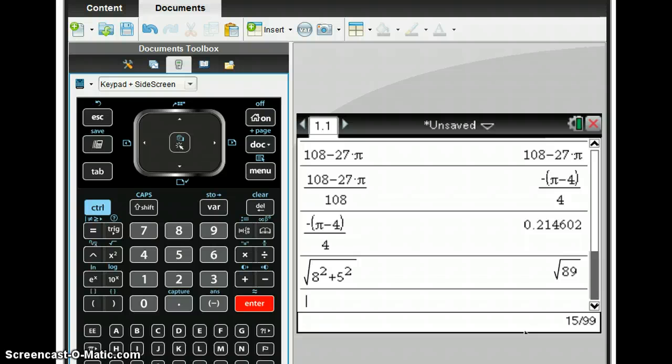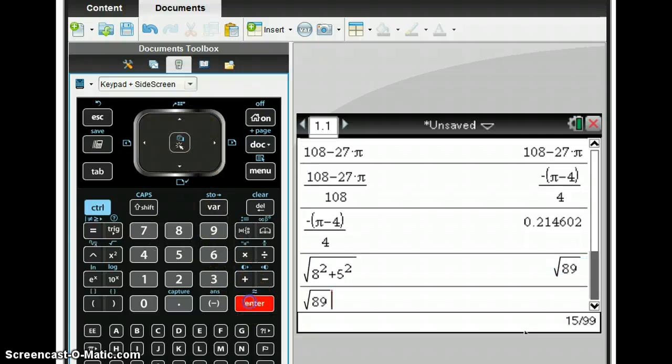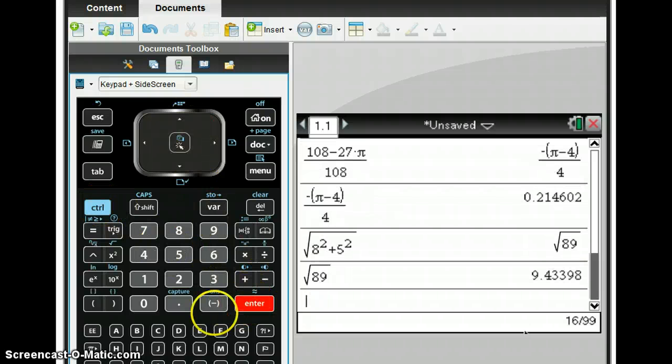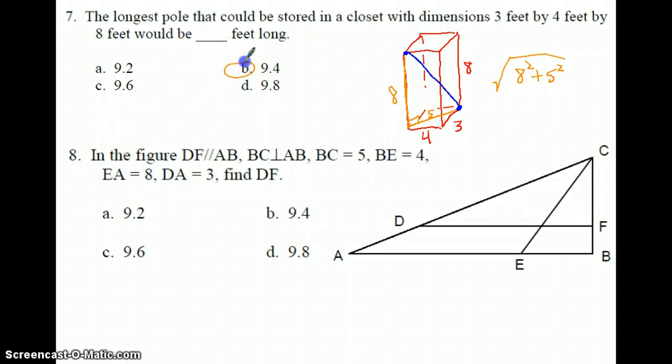And, oh yeah, that's the square root of 89. But if I want to know that decimal-wise, you have to make it tell you that. 9.43, which is closest to B. Okay, in the figure, DF is parallel to AB.